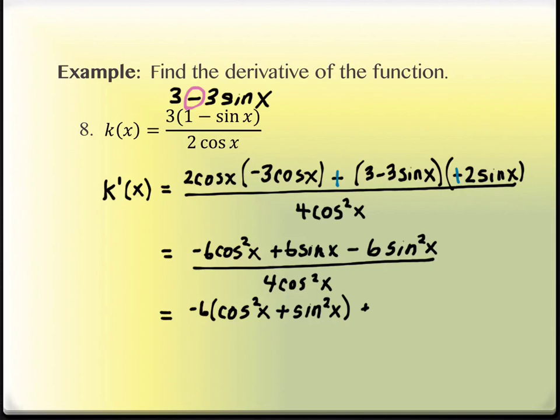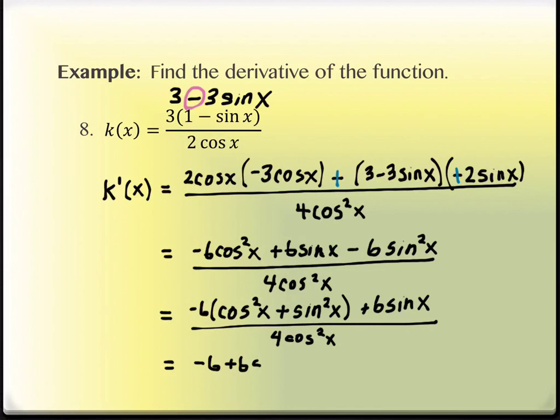I know I still have a plus 6 sine x. It's just not real helpful to factor that in this situation because the whole point is that I'm noticing that the part inside the parentheses is actually equal to, somebody help me out here, 1. Yeah, it's 1. So this is really just negative 6 plus 6 sine of x over 4 cosine squared of x.